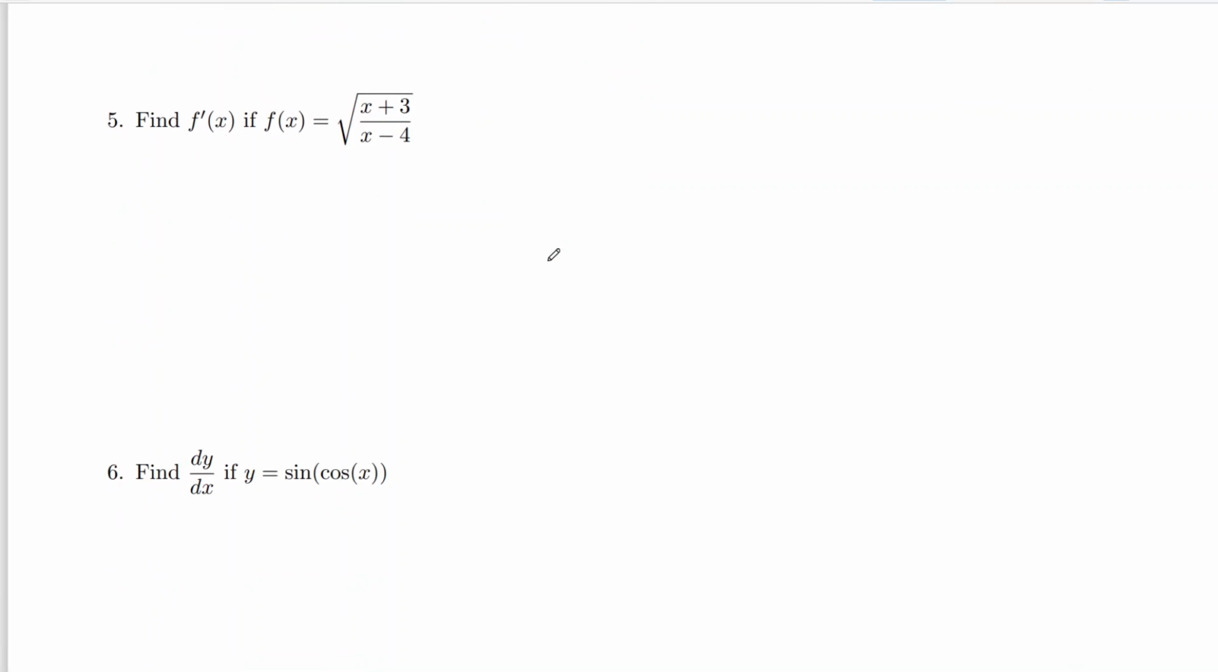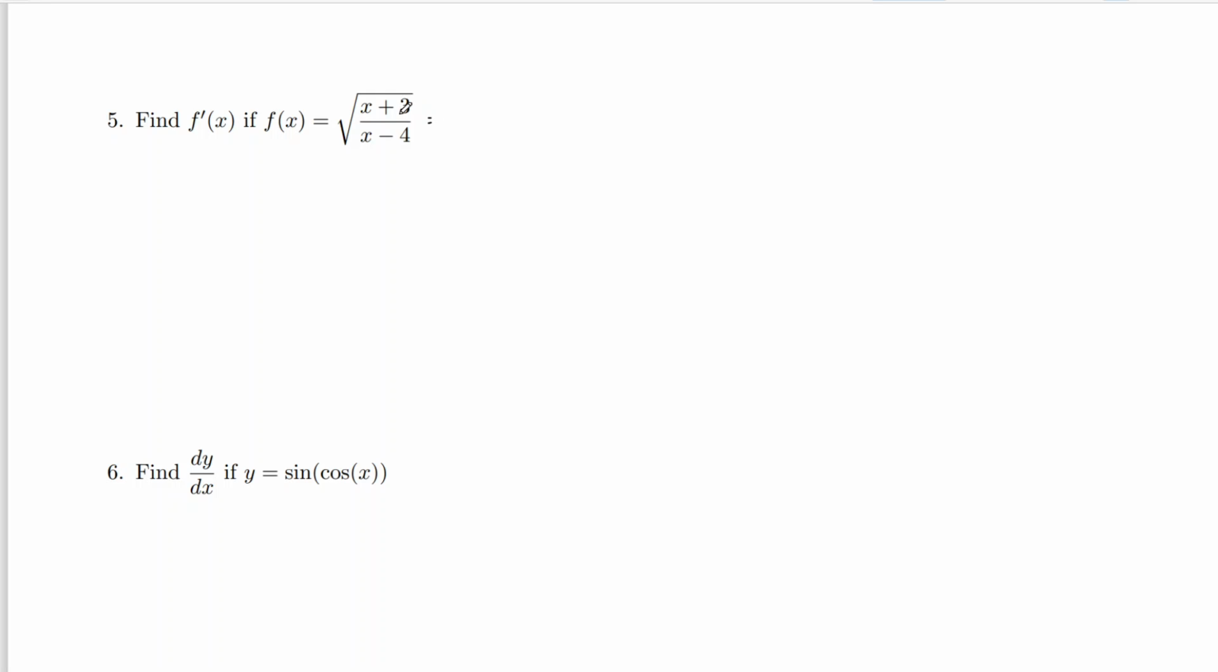Number 5 here. Number 5 says find f prime of x if f of x equals the square root of x plus 3 over x minus 4. Once again, you should notice two things. You have to use the quotient rule, but why do we also have to use the chain rule? Well, it's the square root here.